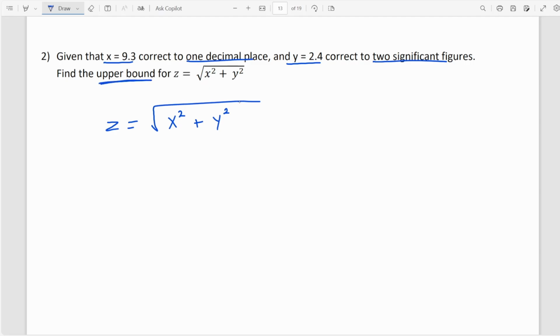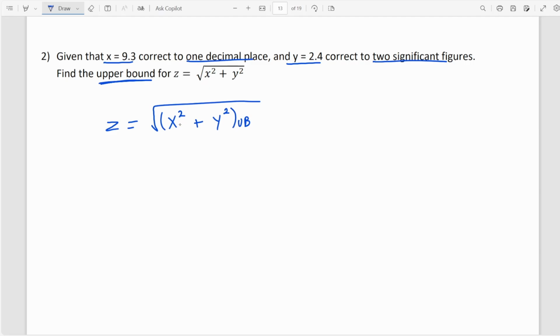Now, this is the root. This is the last thing that will happen. Firstly, you will square the x, then you will square the y, then add them, and then take a root. Now, when you take a root of something, you always want the upper bound of it in order to achieve the upper bound for the square root.